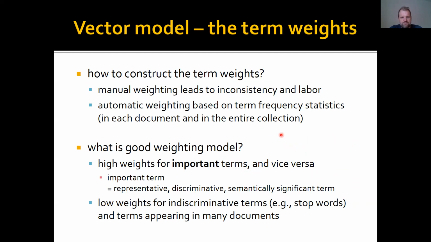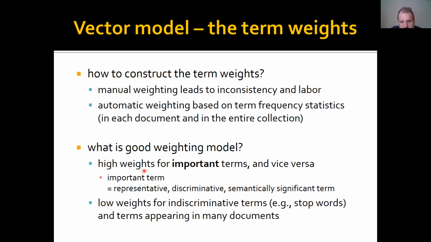Now, how to construct the weights? Okay, this is a question we already answered very briefly last lecture, but we didn't discuss the query weights because we had the Boolean expression. So we could maybe manually weight the terms that appear in the query, but this is not how it's done in practice, and everything will be done automatically. So we will automatically derive weights based on the statistics of terms. And of course, how to construct the weights, what is good and what's not.